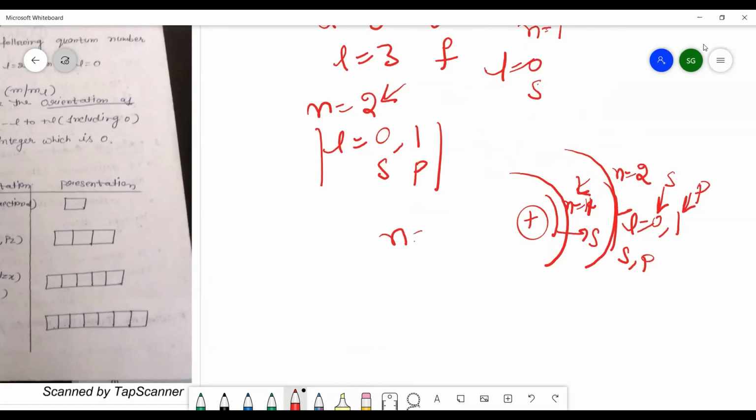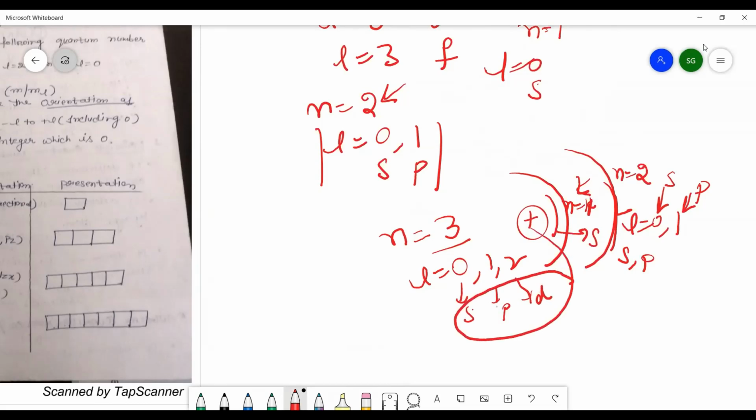Similarly you can find out if n is equal to 3 तो L की वैल्यू क्या निकलेगी, आप अपने खुद निकालिए. 0, 1 and 2, that means s, p and d. These three orbitals are present in the L subshell. L subshell के अंदर s, p, d ये orbitals आपके present होंगे.